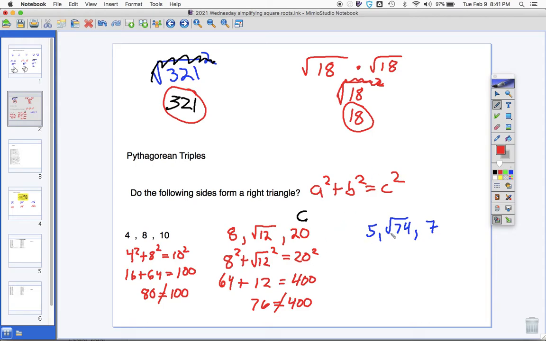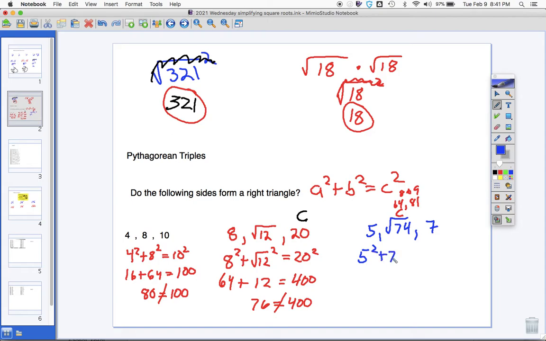Okay, take a look at number 5. Take a look at the next one, I'm sorry. The square root of 74 squared, 5 squared and 7. So again, it's a little bit tough to tell what is C. What's the biggest number? Well, the square root of 74 is between what two numbers? That would be 64 and 81. So that would be between 8 and 9. So it would be 8 point something. Well, that's obviously the biggest side. So let's see if this works out. So this is going to be my C. So that means 5 and 7 are my A and B.